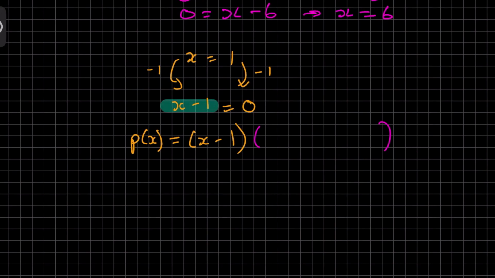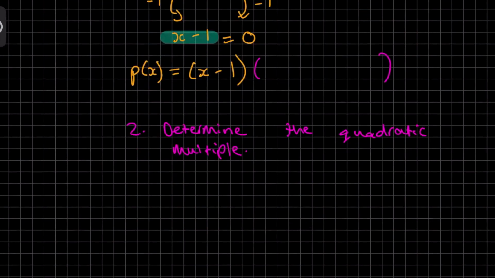Now step number 2 would be to determine the quadratic multiple. The way that we determine the quadratic multiple is via long division, so, long division with polynomials.